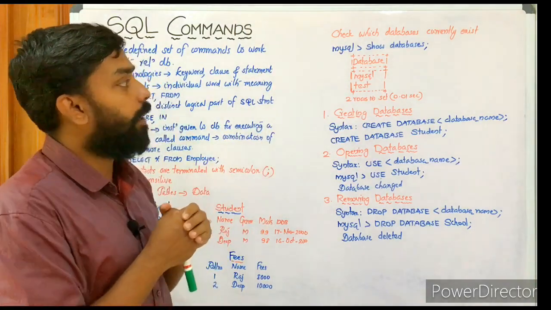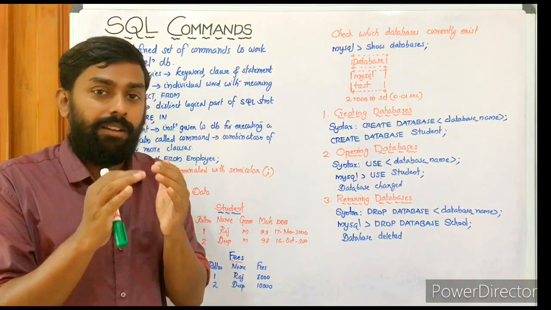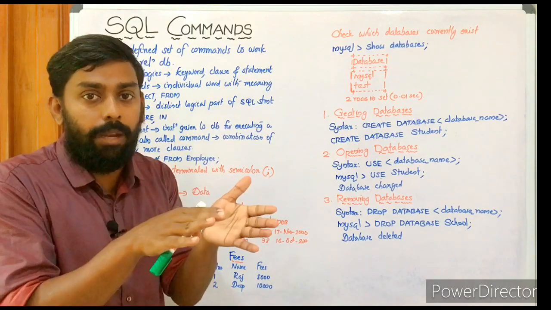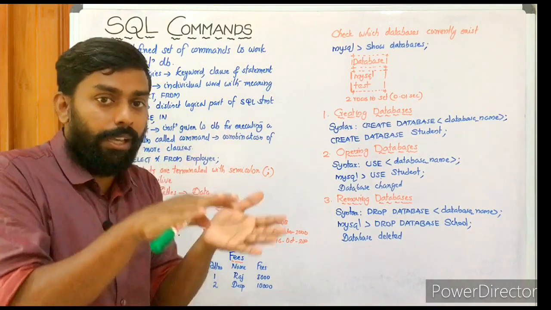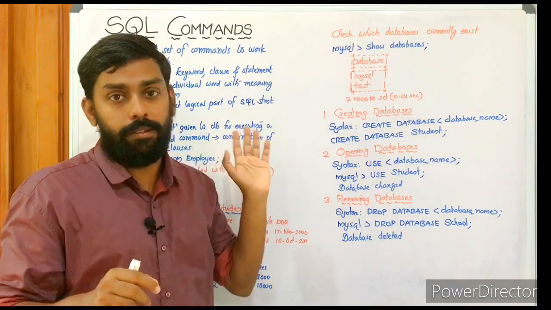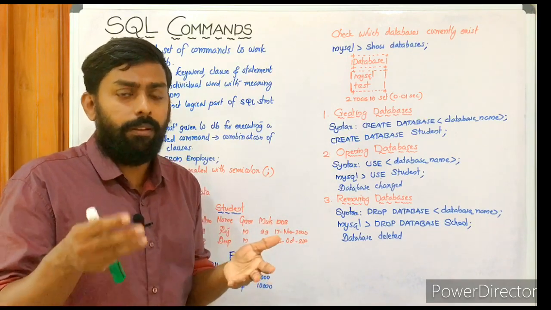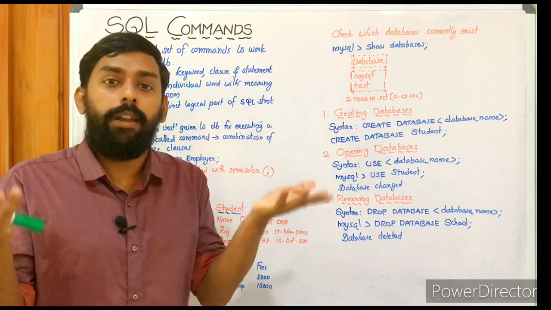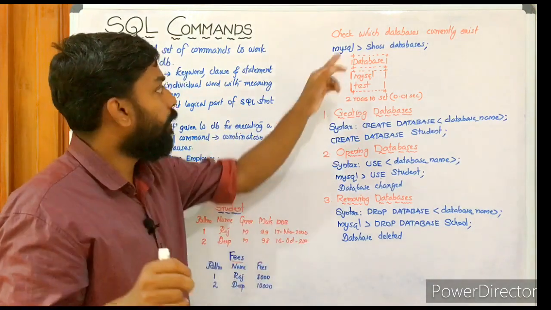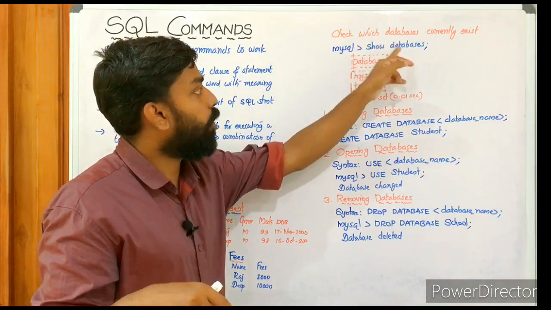Check which databases currently exist. Just before creating a database, let's check which databases are currently available in MySQL. For that we are using show databases. The command is show databases. It's a very straightforward method. Show databases shows all the databases which are created in MySQL. So at the MySQL prompt, write show databases.